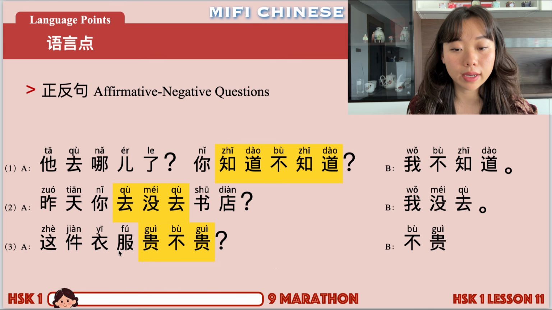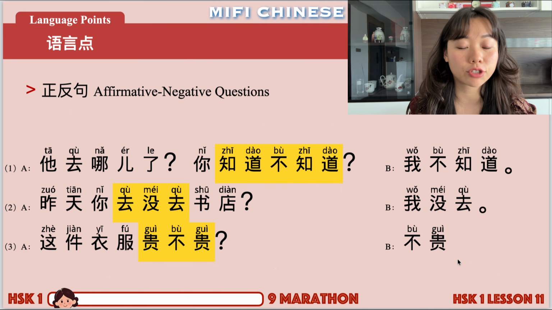Right, last one, 这件衣服贵不贵? 不贵. So here is the adjective scenario. 这件衣服贵不贵? Is it expensive or not? It is not expensive. Okay, very good.